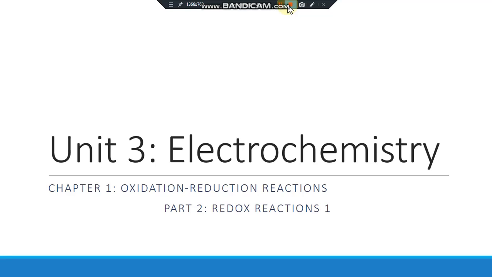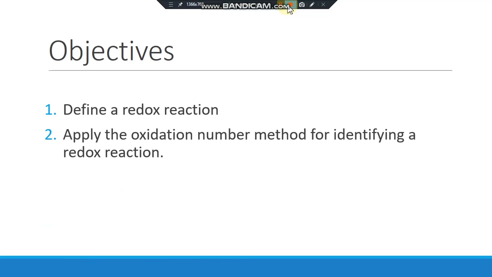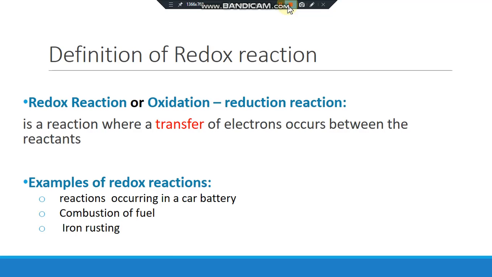Hello grade 8. Today we're going to continue the first chapter that we discussed last time, which is oxidation reduction reactions, and we're going today to move to the first part of the second part, which is redox reactions number 1. The objectives of our session today are to define a redox reaction and to apply the oxidation number method for identifying a redox reaction. Let's start. What is a redox reaction?